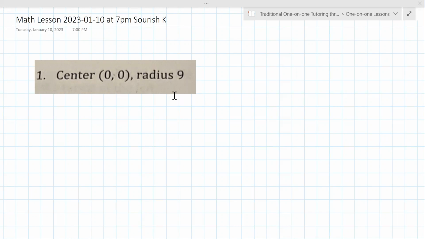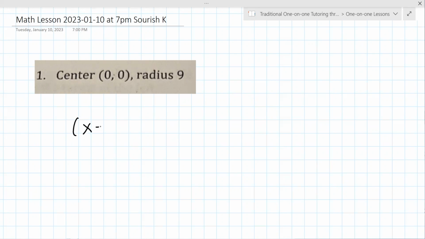Okay, I have it. You have the equation? Okay, can you tell me the equation for the center? The center is x squared plus y squared equals r squared. Okay, so that's true if it's centered at the origin.